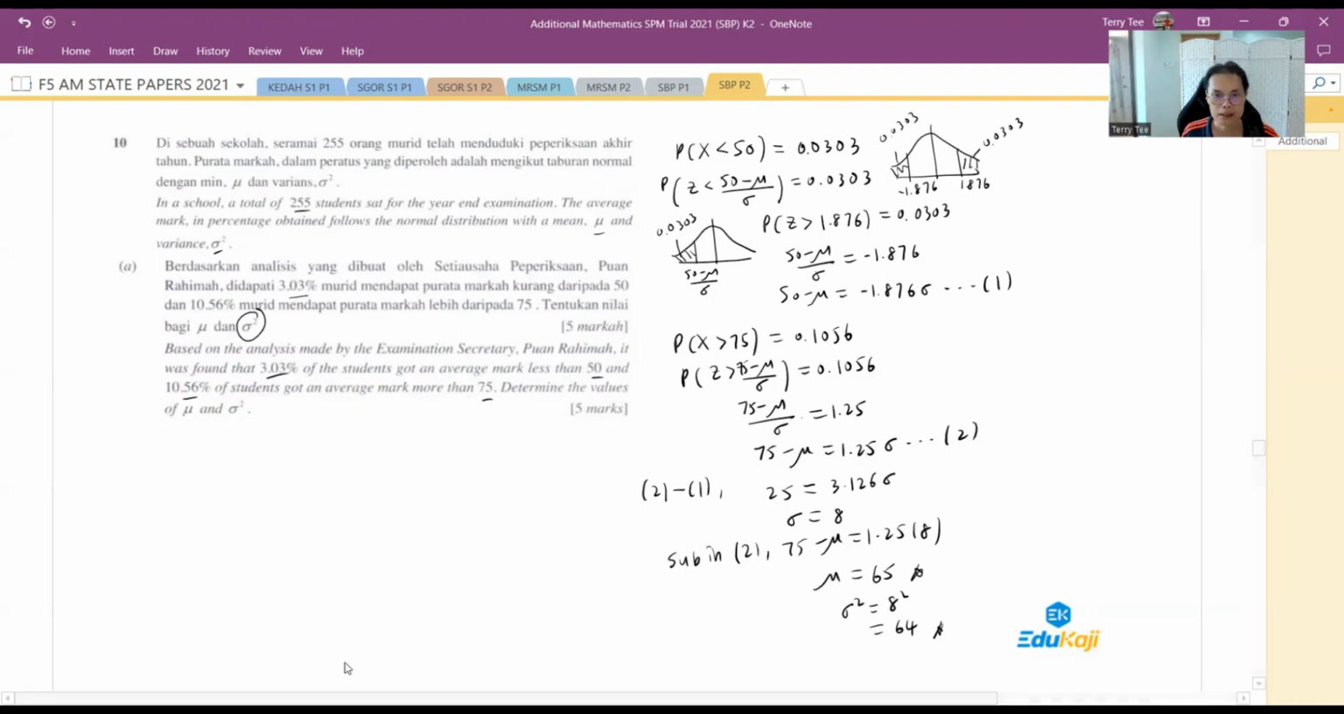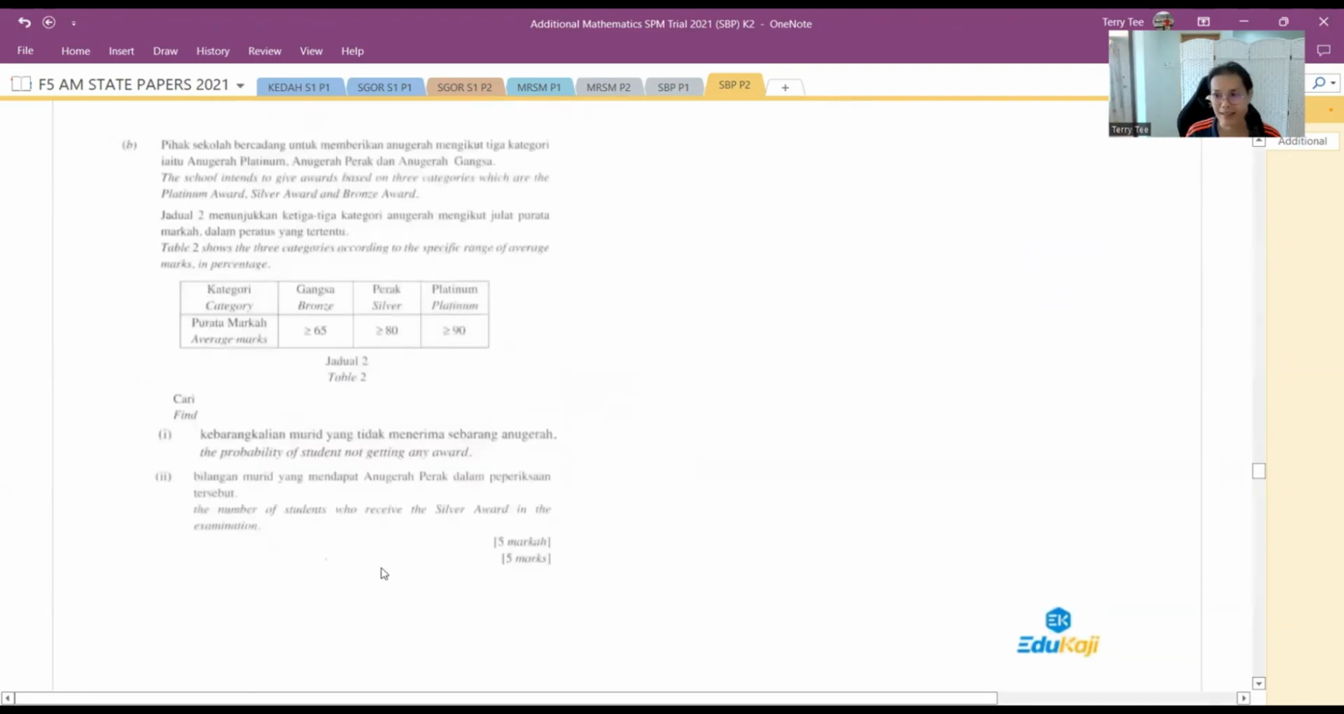Okay. Now, the next part, part B, this is the part that is a little bit, I would say, wrong. If you read the question, the school intends to give awards based on 3 categories, which are the Platinum Award, Silver Award, and Bronze Award. The table shows the 3 categories according to specific range of average mark in percentages. So you get bronze if you get more than 65 for your average mark, silver more than 80, platinum more than 90. Find the probability of a student not getting any award.